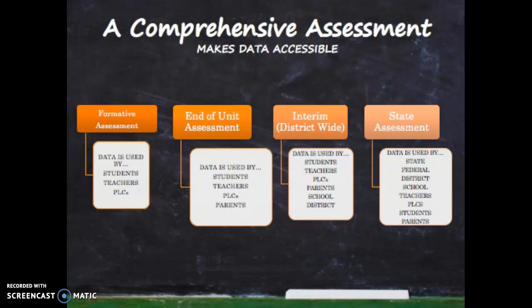Interim assessments occur periodically to diagnose student levels and evaluate effectiveness of instructional resources. These assessments can be accessed and utilized by students, teachers, professional learning communities, parents, and the school district. State assessments occur annually and measure school improvement. These assessment results can be accessed and utilized by state, federal, district, school, teachers, professional learning communities, students, and parents. The data collected from these assessments are beneficial to measure effectiveness of assessment for learning and of learning.